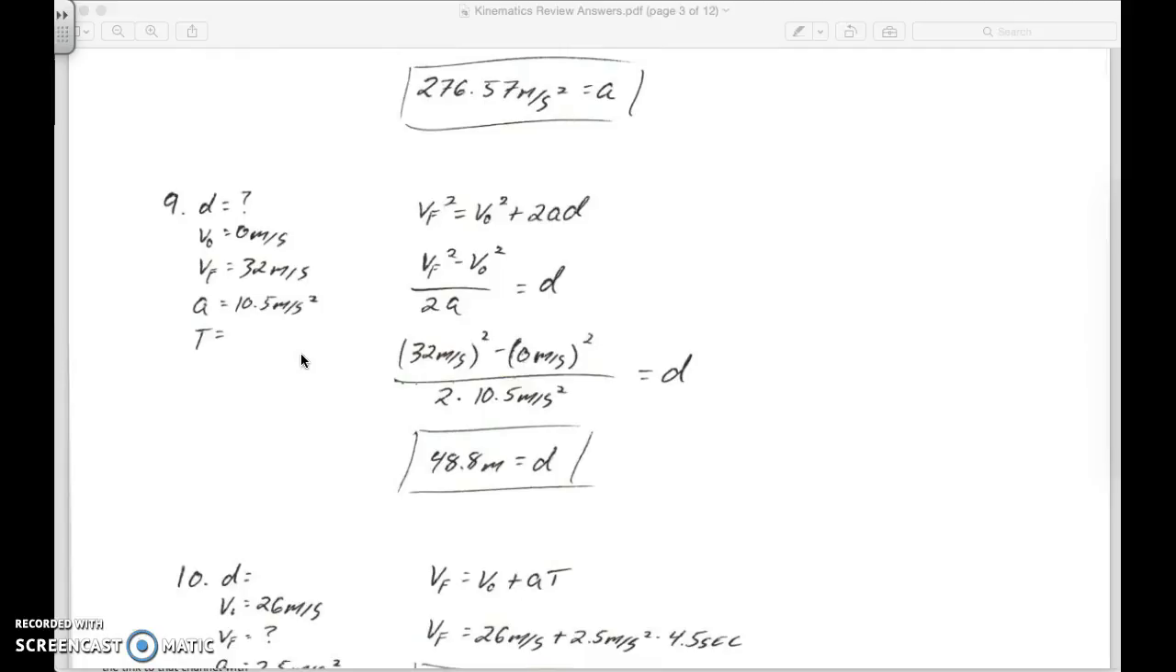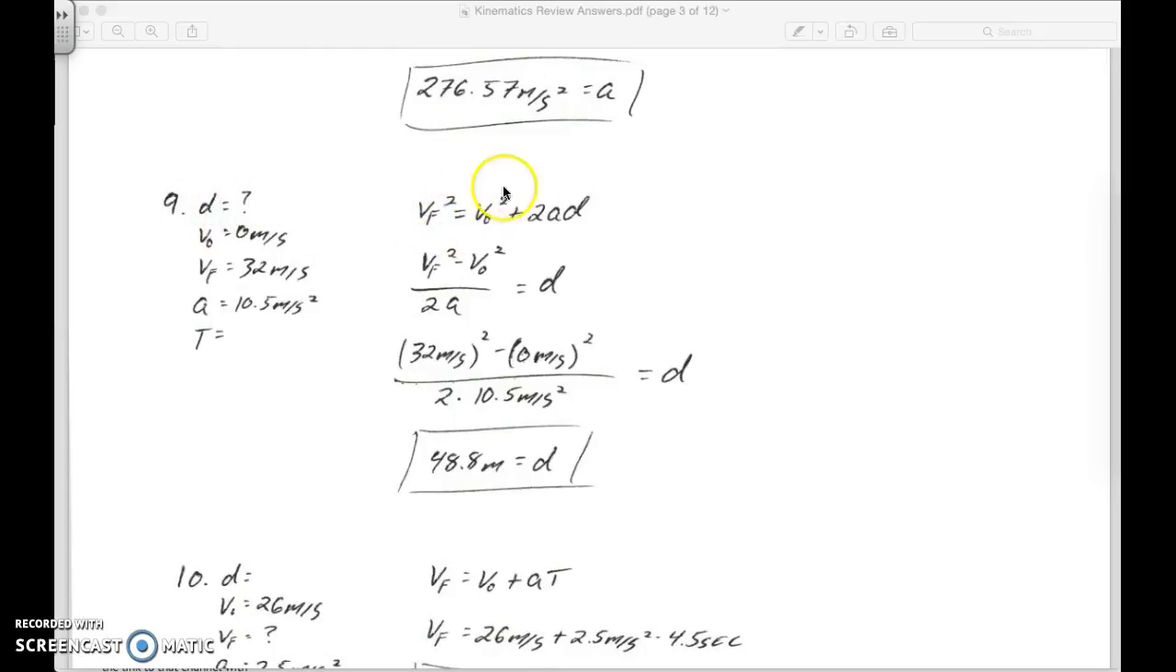Number 9, a cheetah can reach speeds of 32 meters per second. That's going to be a final speed because we're assuming the cheetah starts from rest, so initial speed 0, and has an acceleration of 10.5 meters per second squared, so that's our A. How much ground does the cheetah cover before reaching its maximum speed? Otherwise, what is the distance that the cheetah is going to go before reaching a speed of 32 meters per second? We're going to pick the equation without time in it because we're trying to solve for D.